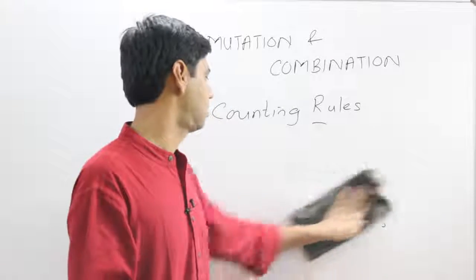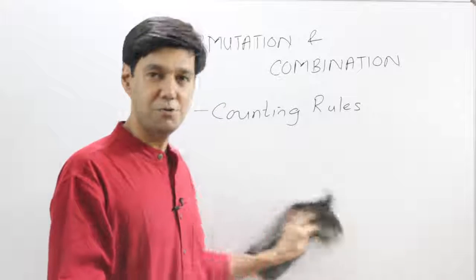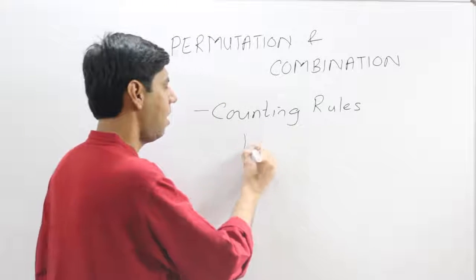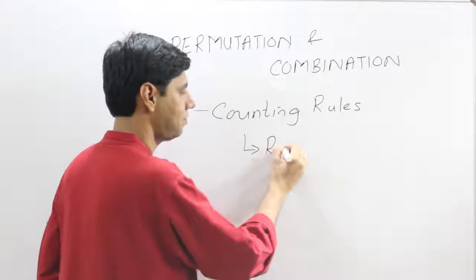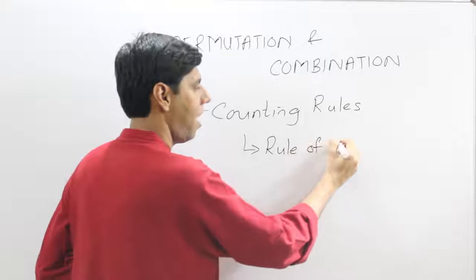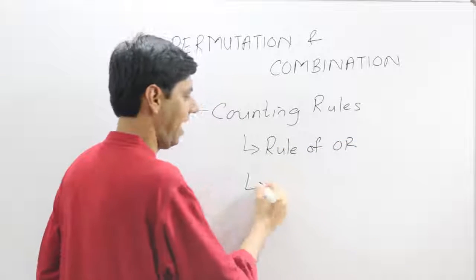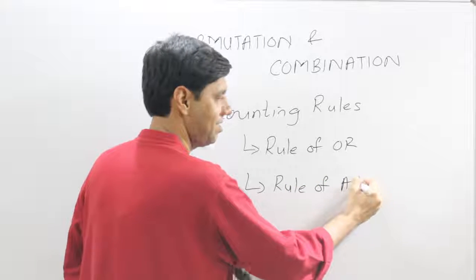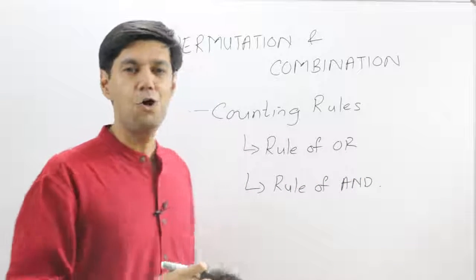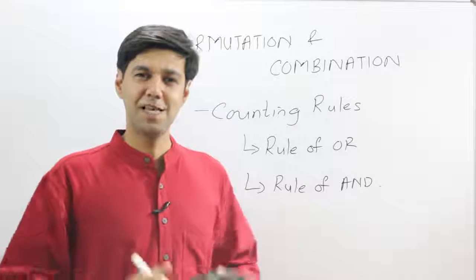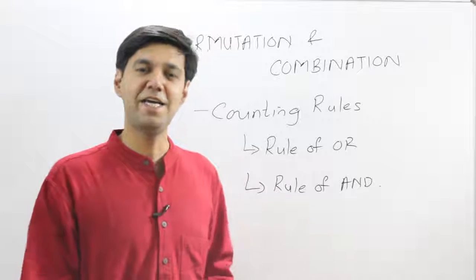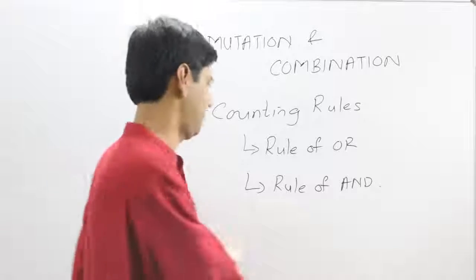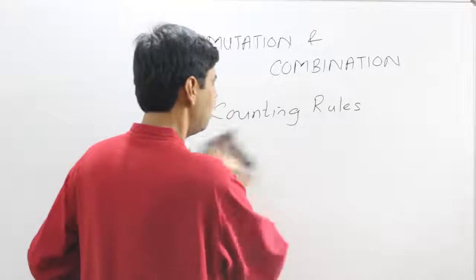What are those rules? There are 2 primary rules. The rule of OR and the rule of AND. Let's take each turn by turn. The rule of OR is nothing but delineating each and every possibility as such. So let me explain it to you.